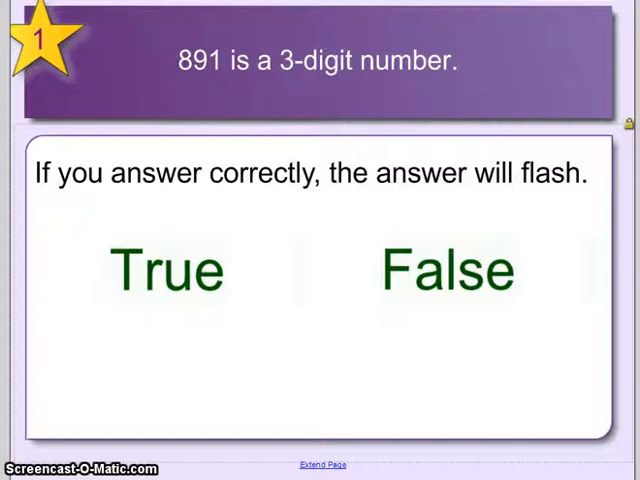891 is a 3-digit number. True or false? What do you think? Well, it's true.